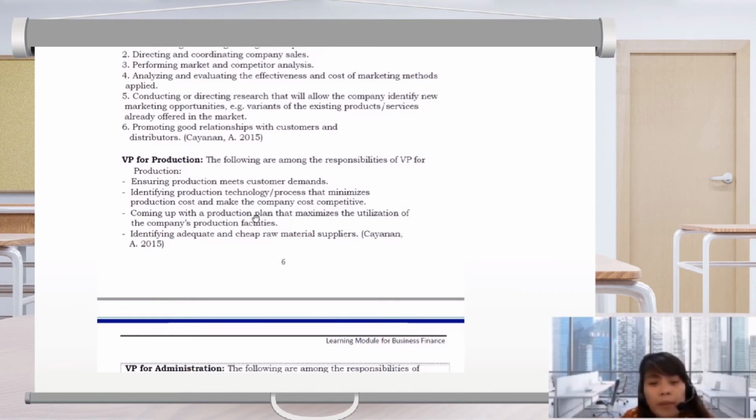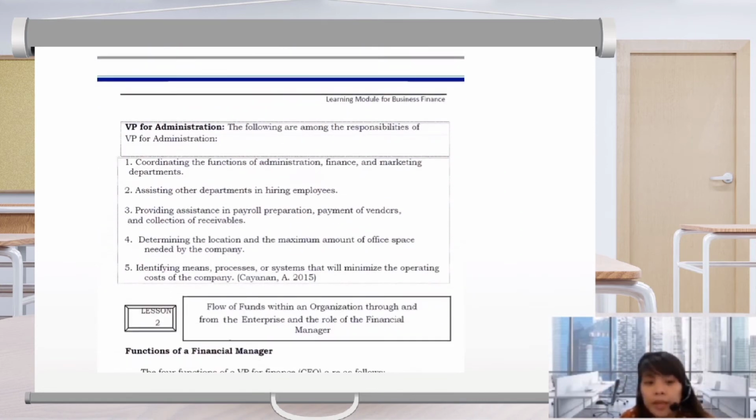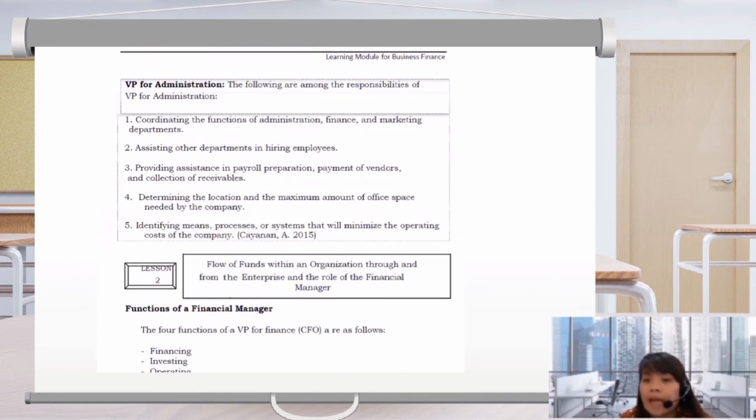And then, coming up with a production plan that maximizes the utilization of the company's production facilities. Yan. So, dapat din, adequate and cheap raw material suppliers. Di ba? Na-mention ko na rin to last time. Dapat po, you have to make it to a point na konti lang ang gagastusin. Kasi kapag kayo nagtrabaho, ang hirap, ba't ka mag-overtime? Kailangan explain mo yan. Okay? Kasi kapag nag-overtime si employee, ibig sabihin yan, additional costs.